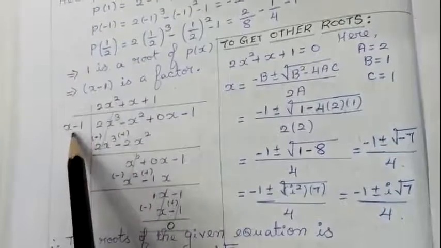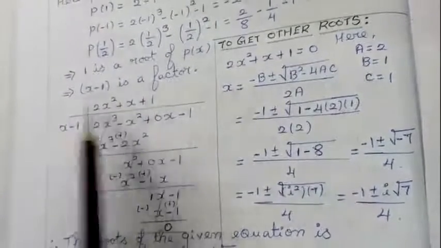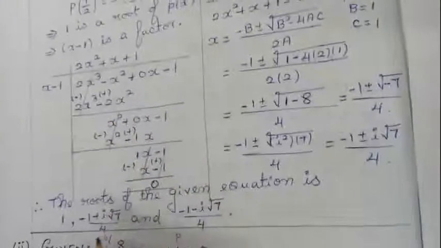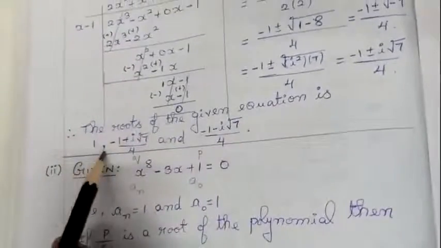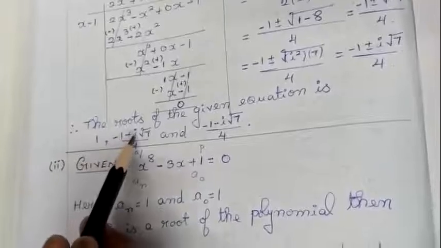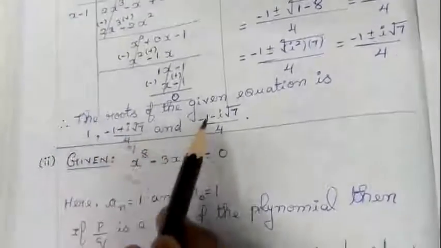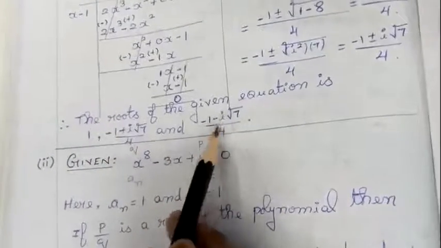So x minus 1, I am writing here, writing the equation inside. I am going to use the division method. After dividing, I am going to calculate and simplify. Finally, I am getting this answer, students. That is, the roots of the given equation are 1, minus 1 plus or minus i root 7 by 4, and minus 1 minus i root 7 by 4.